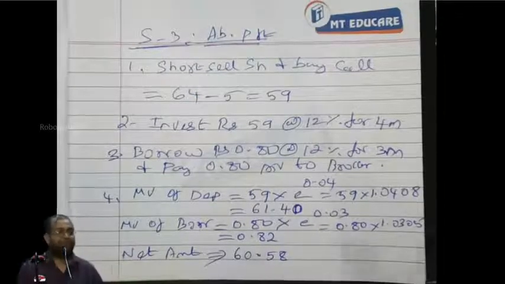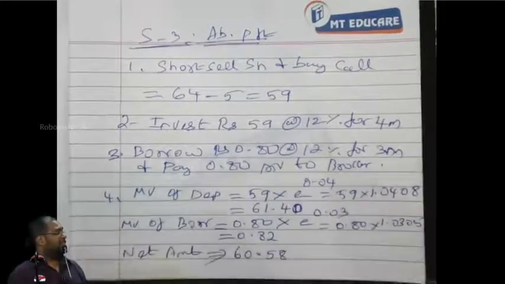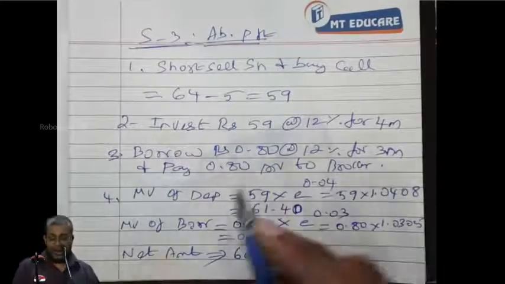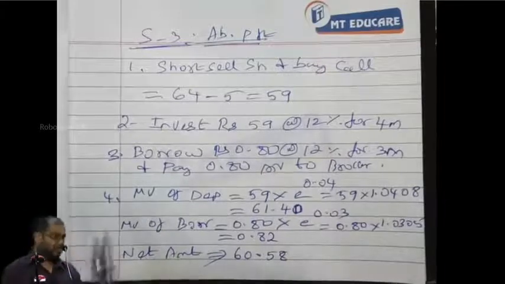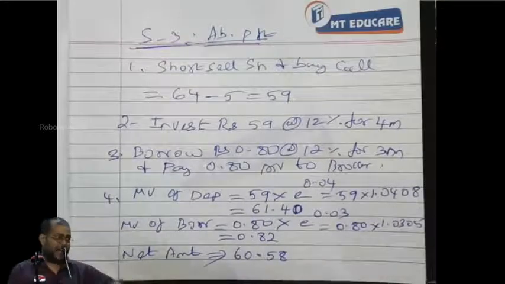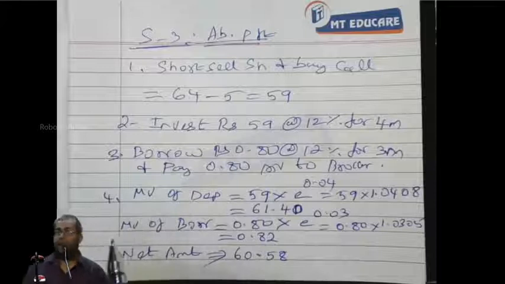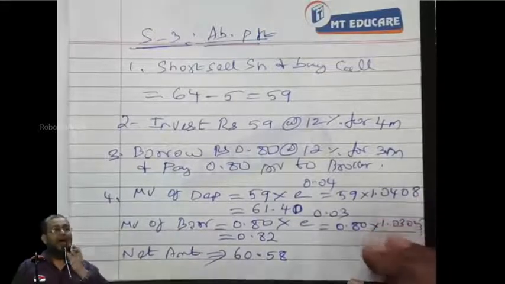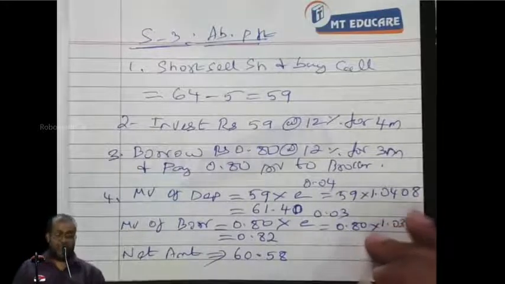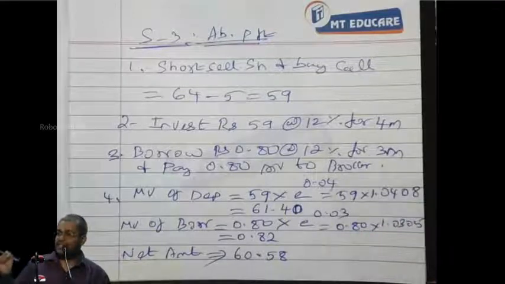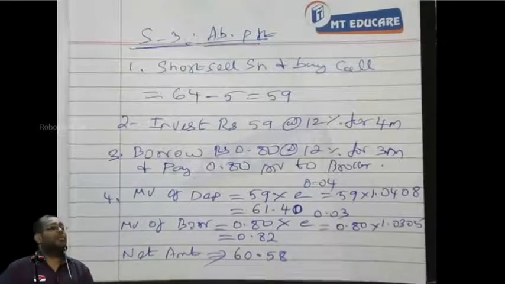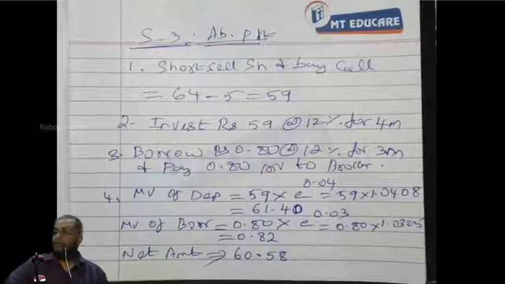Now, see. Can I take this 60.58 home? No. I have short sold the share. I should buy the share and return it to the broker, yes or no? I have got two options. I can buy the share in the open market, or I can buy the share by exercising the call option. Tell me, what is the call option strike price?